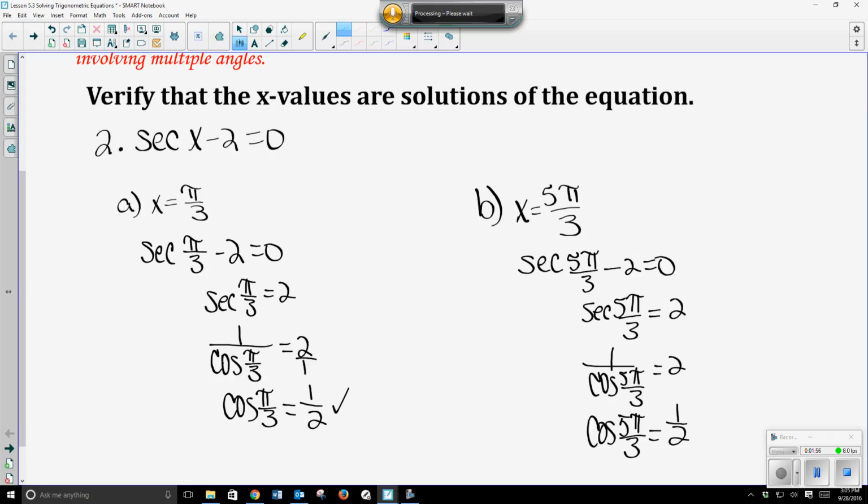If you look on your unit circle, you will see that cosine of 5 pi over 3 is equal to 1/2, so both work. Okay.